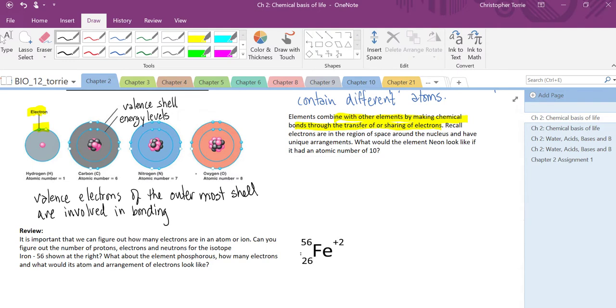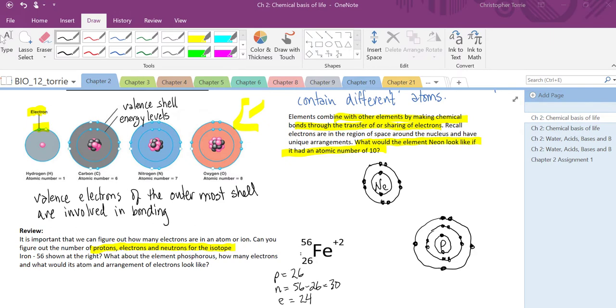So I'm going to pause the video. I want you to pause the video, and I want you to try this one. What would the element neon look like if it had an atomic number of 10? Draw its atomic structure as these ones are shown over here. Also, I want you to try figuring out the number of protons, electrons, and neutrons for the isotope shown at right, iron 56. And how about the element phosphorus? How many electrons and what would its atomic arrangement look like? When you start the video, I'll have the answers up.